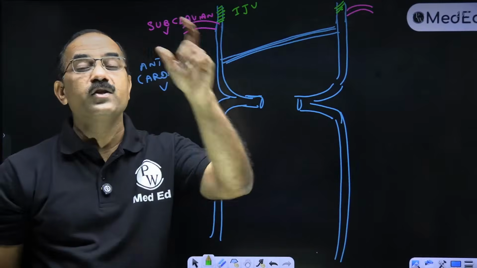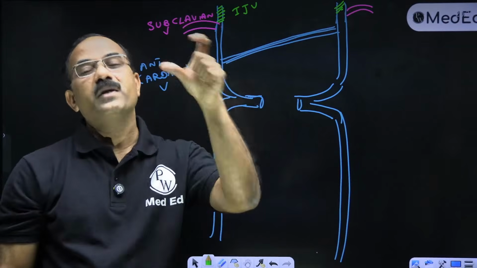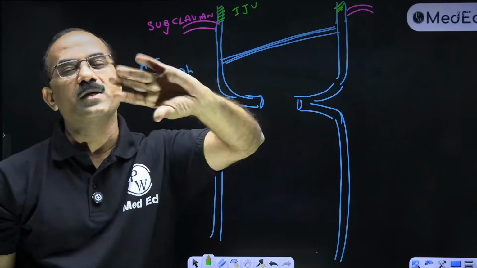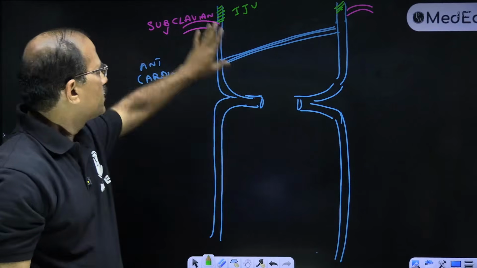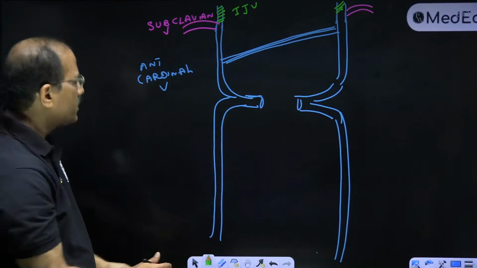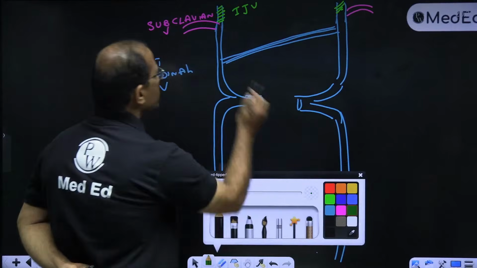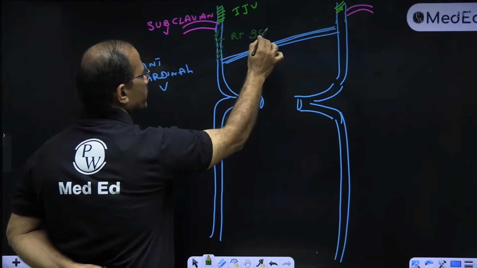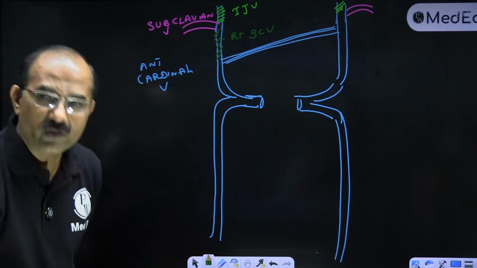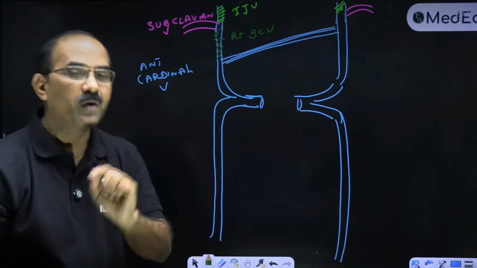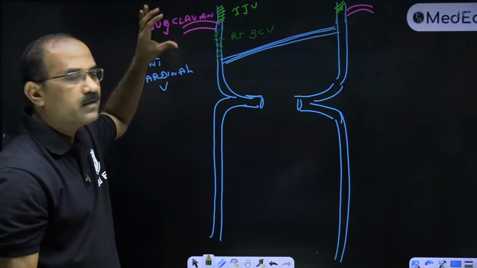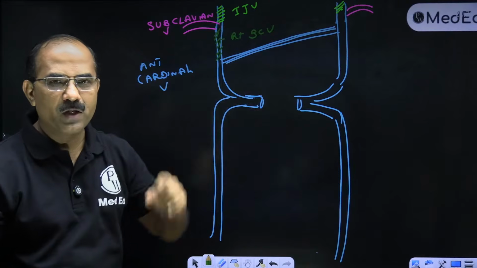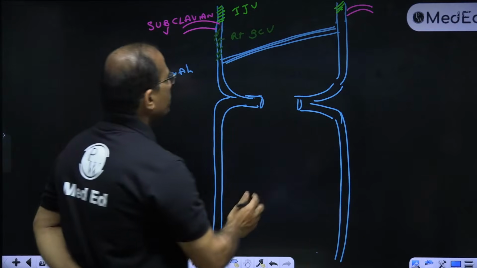How is the internal jugular vein formed? It is formed by the anterior cardinal vein above the attachment of the subclavian vein. सबक्लेवियन वेन तो रेडीमेड है. What is this going to form? This is going to form our, this is the right brachiocephalic vein. So right brachiocephalic vein is derived from the right anterior cardinal vein below the subclavian vein. Below the subclavian vein.